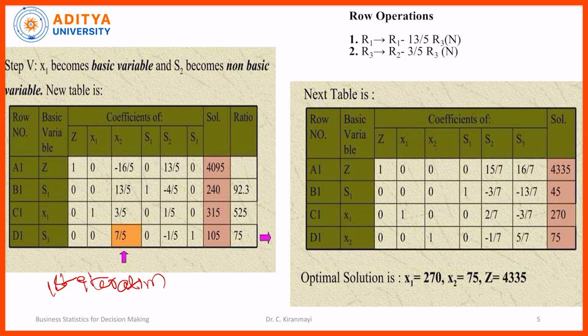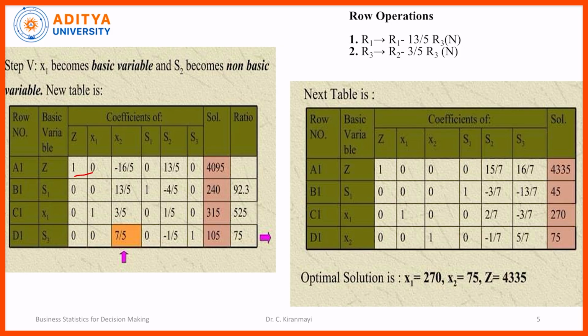First, we have to identify the key column. How can we identify the key column? By the most negative net evaluation. Which is the most negative? This is the only negative value. Therefore, this column is going to be the key column. So, first we have to find the key column in this way by considering the most negative value of the net evaluations. And after identifying the key column, the next step is to identify the key row.